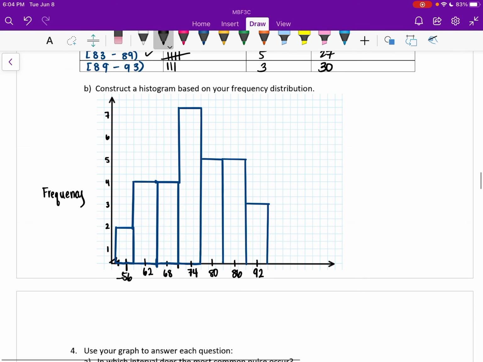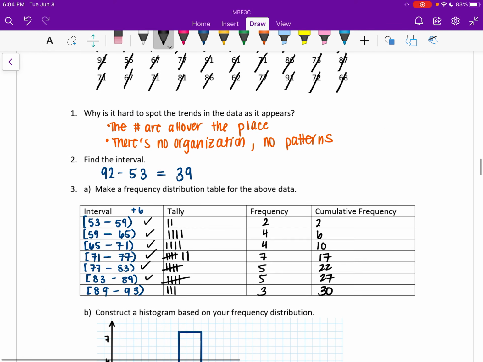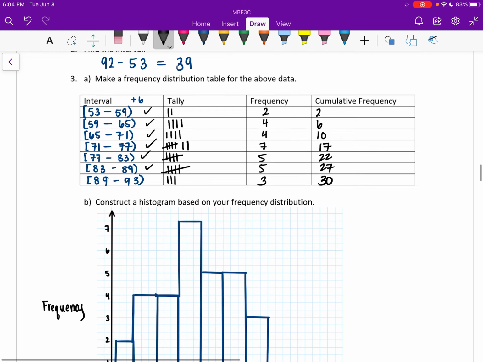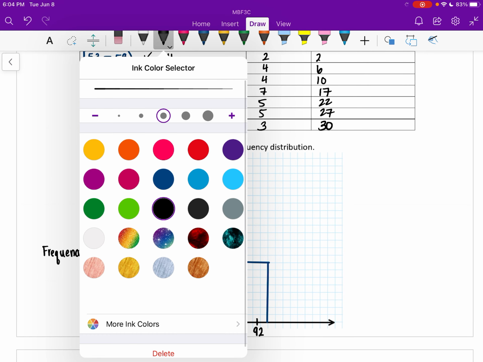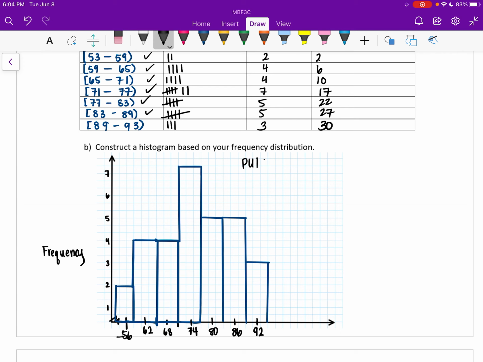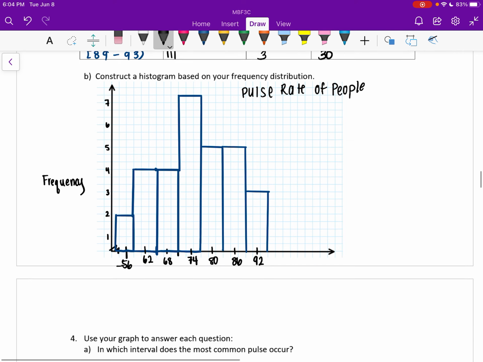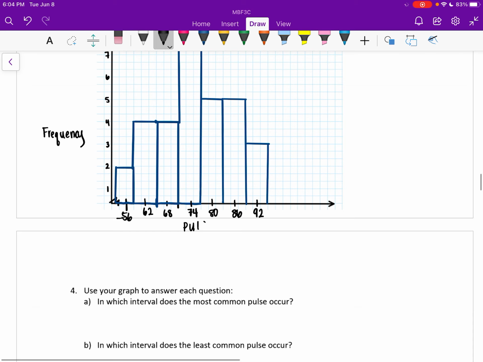And that's our histogram. So again, obviously you should color this in if you would like to, but I'm not really picky about it. But that's how you draw your histogram. You should write a title at the top. So in this situation, what we're measuring is the pulses of people, right? So let's write pulse rate of people, right? We labeled our frequency. We should write in the bottom, this is our pulse rate. You just need to label everything. And that's our answer. That's what our histogram will look like, right?